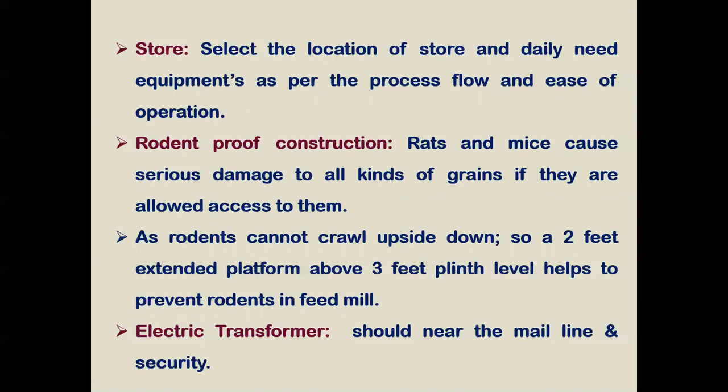So rats and mice cause damage to different grains, and they may also contaminate the grains. So avoid access of rats and mice. We can construct the house in such a way that there is no entry of rats and mice in. We can control it. The electrical transformer should be near the main line and security point.